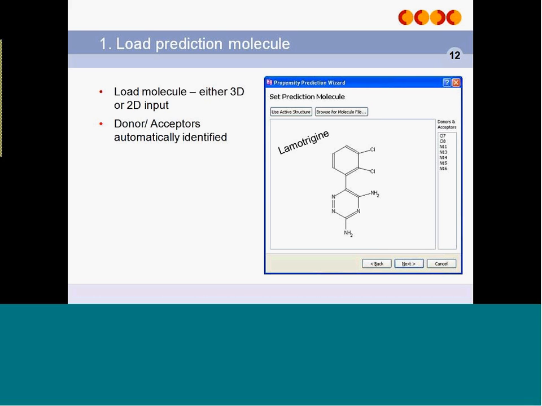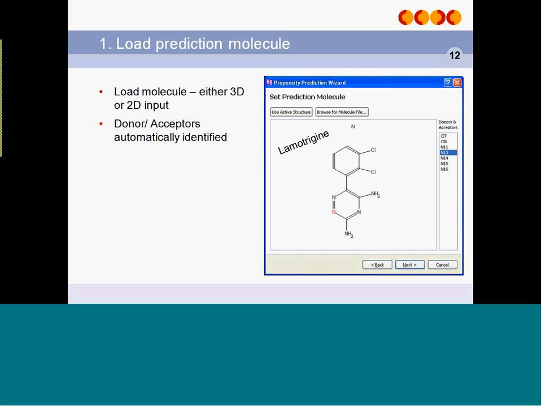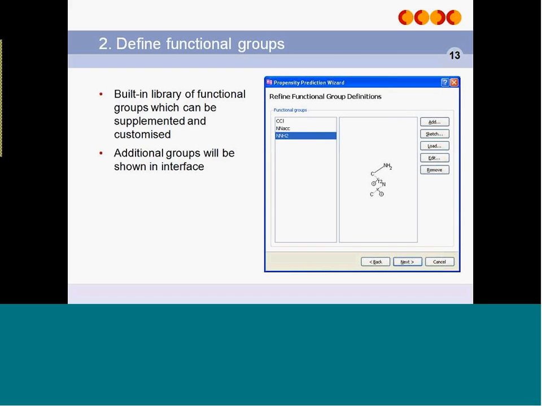from that wizard. So the first step, once you've loaded in the molecule, is that the donor and acceptor atoms are identified in the molecule, and they're listed on the right-hand side. And if you click on one of those donor or acceptor atoms, it highlights it in the sketch of the molecule. The next thing we do is define functional groups that encapsulate the chemistry of those donor and acceptor atoms.